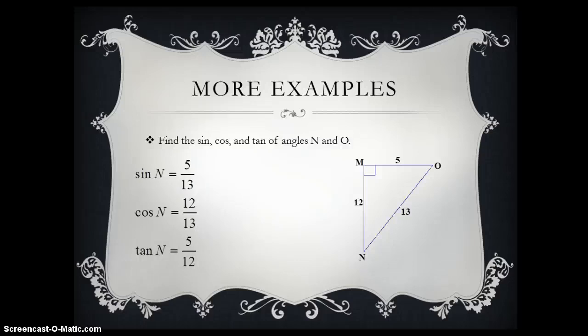So the sine of angle N here is 5/13. The cosine is 12/13, and the tangent is 5/12. Angle O, the sine is going to be 12/13, the cosine 5/13, and the tangent is 12/5.